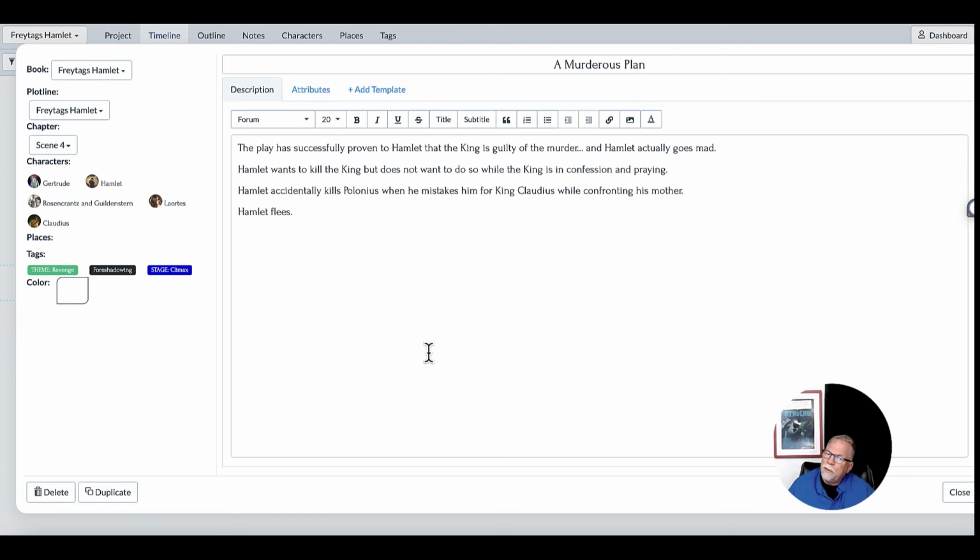Now, when Claudius reacts the way Hamlet thinks he does, Hamlet actually does go crazy, and he wants to kill the king, but he's spying on him and doesn't want to kill him when he's in confession and praying, so he follows him to his mother's chambers, and he accidentally kills Polonius instead of Claudius while he's confronting his mother. And so Hamlet, now truly crazy and having murdered the wrong person, runs away.